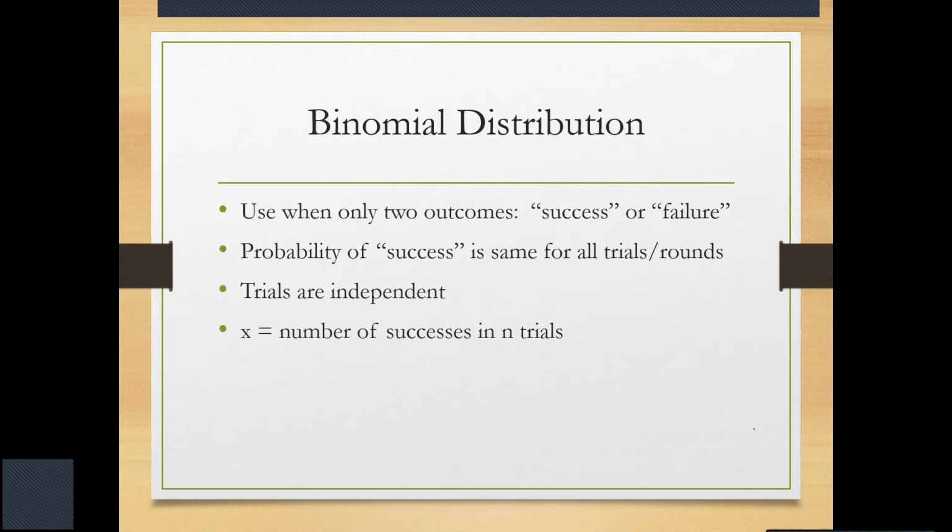So success on one doesn't change the probability of success on the other, and we denote X as the number of successes in N trials.